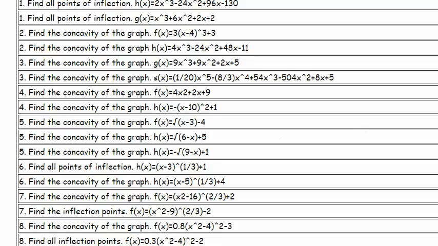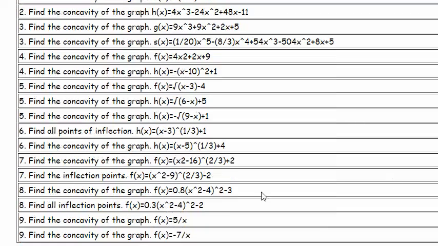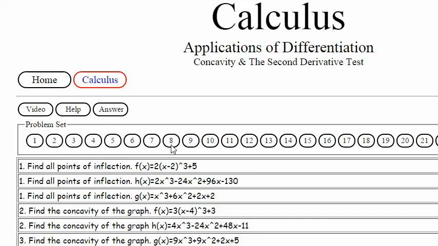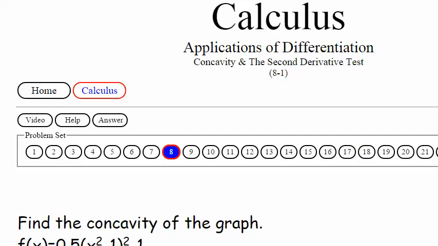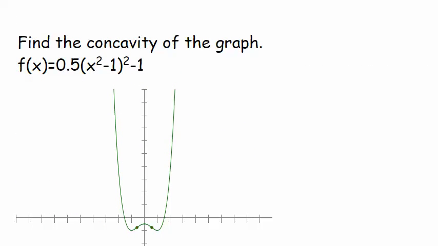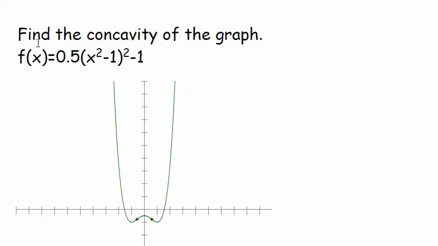Let's click on concavity. Find the concavity of the graph. Problem 8-1. Looks like this would be a fun problem. So we've got: find the concavity of the graph. We've got f of x is equal to 0.5 times (x squared minus 1) squared minus 1.